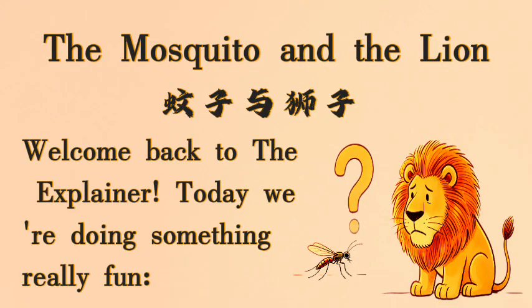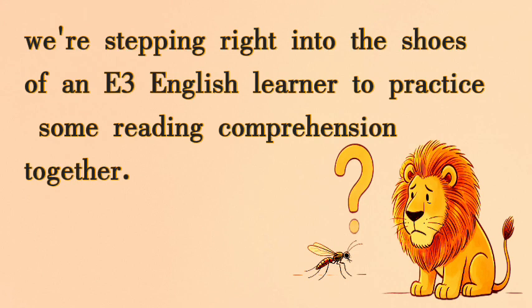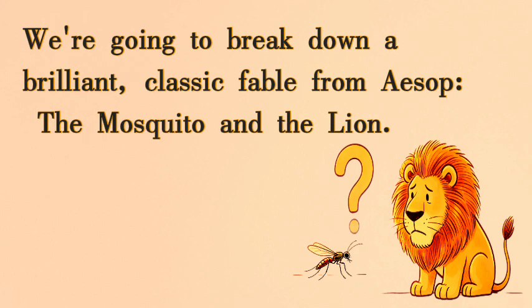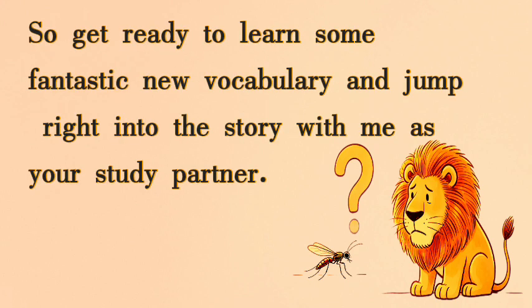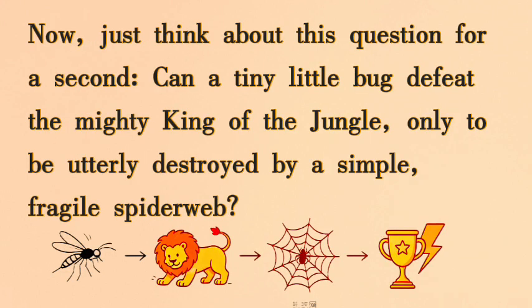Today we're doing something really fun. We're stepping right into the shoes of an E3 English learner to practice some reading comprehension together. We're going to break down a brilliant, classic fable from Aesop, The Mosquito and the Lion. So get ready to learn some fantastic new vocabulary and jump right into the story with me as your study partner.